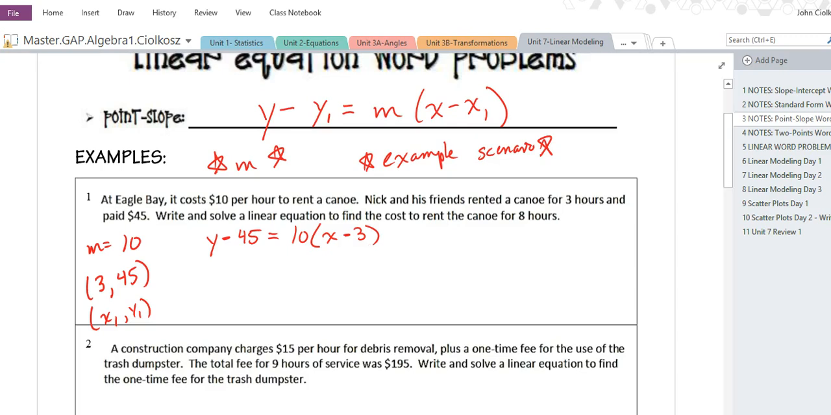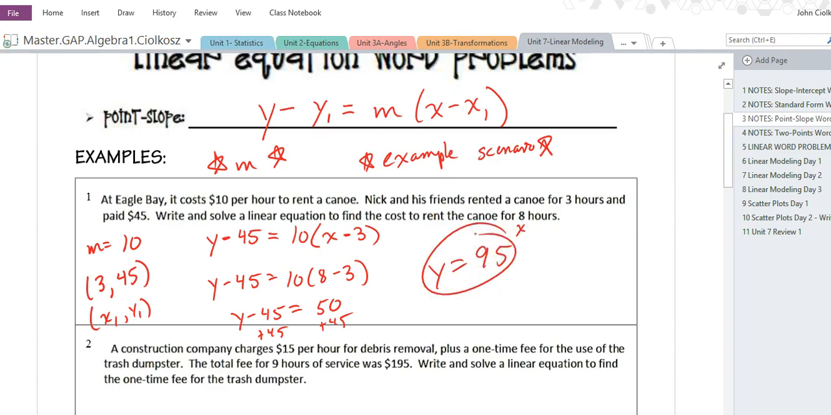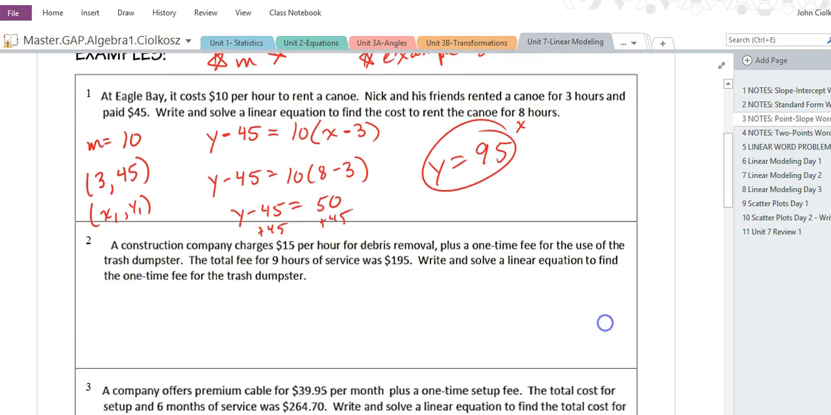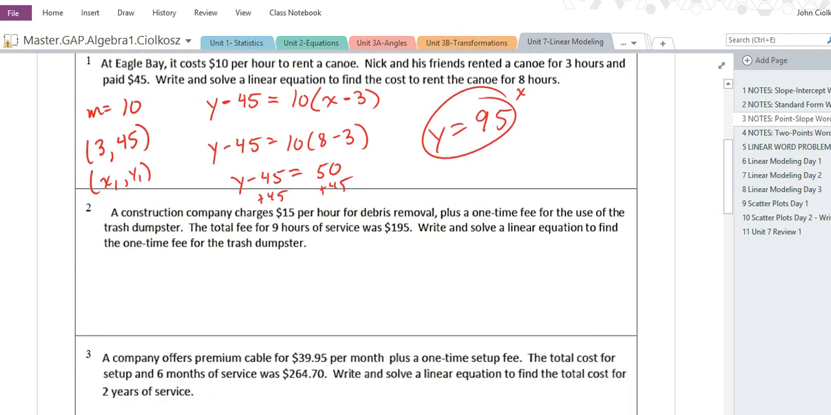We're also told he rented this canoe for 8 hours, so that's going to be our x. So if we plug in, simplifying our right side here, because those are all just going to be numbers, we arrive at our answer. Take a minute now and try to identify your slope in your example scenario in number 2.